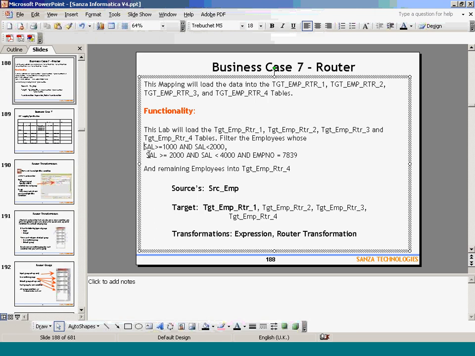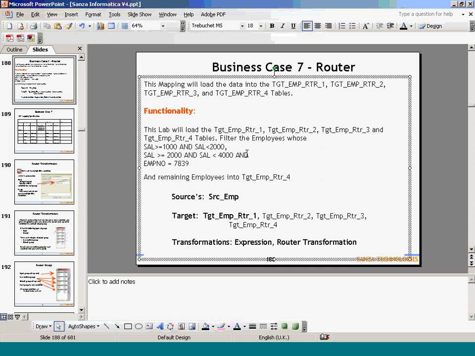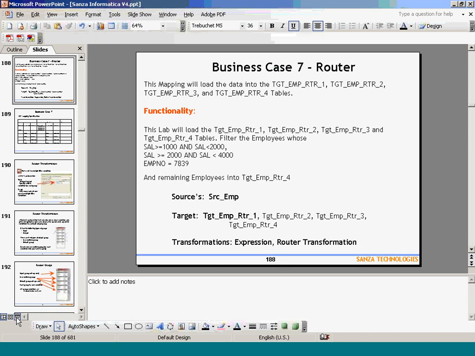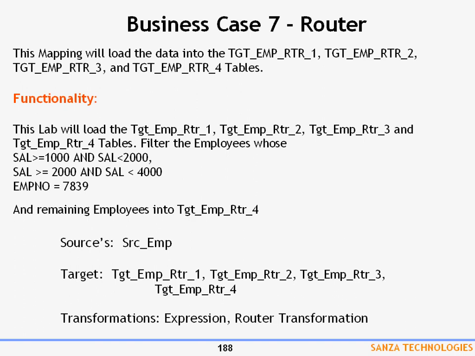Now the next requirement is, he wants to extract data from one single same source but load data into multiple targets. Now he wants to load data into 4 target tables. One is salary greater than or equal to 1,000 and salary less than 2,000, one condition. Another condition, salary greater than or equal to 2,000 and salary less than 4,000, and employee number 7839. And whichever does not satisfy any of these 3 conditions, you have to load into the 4th target table.